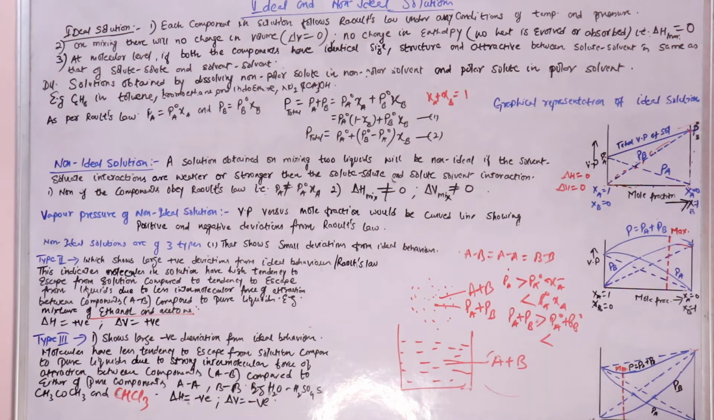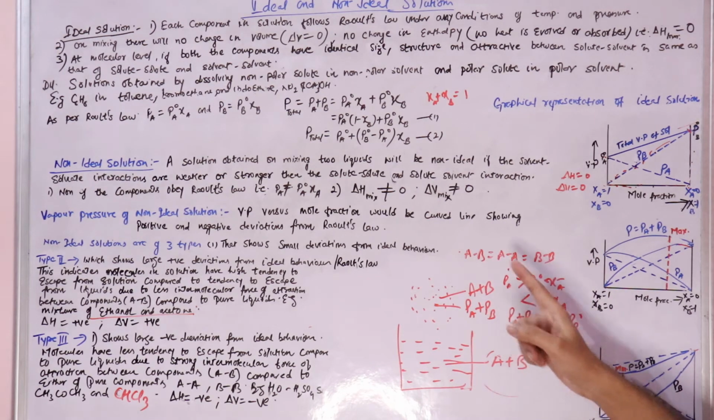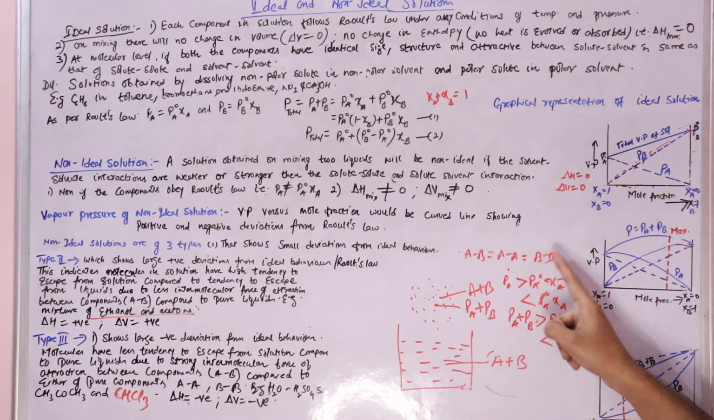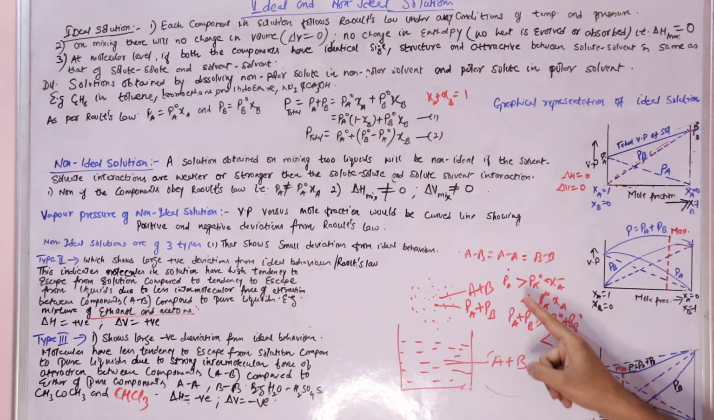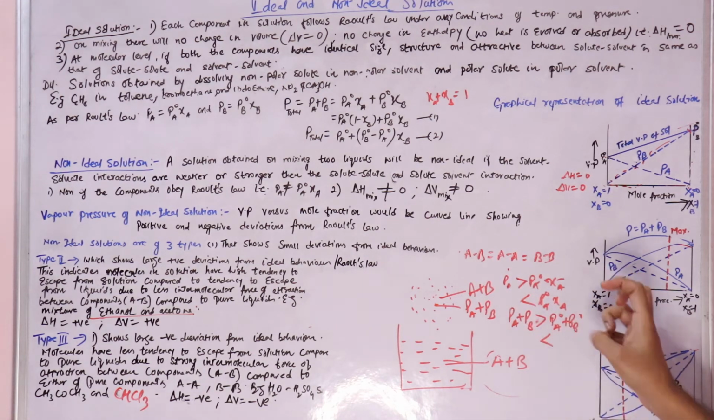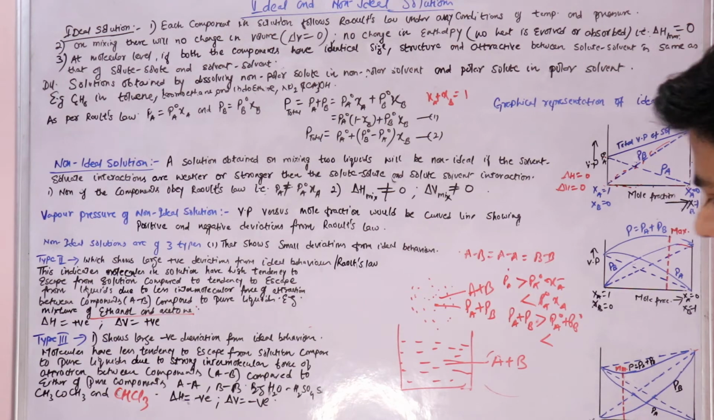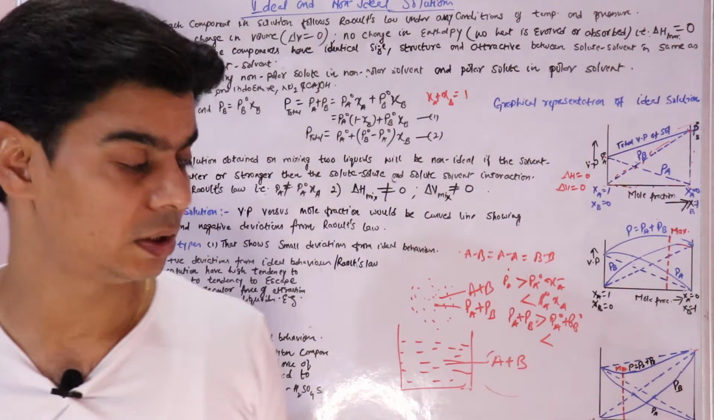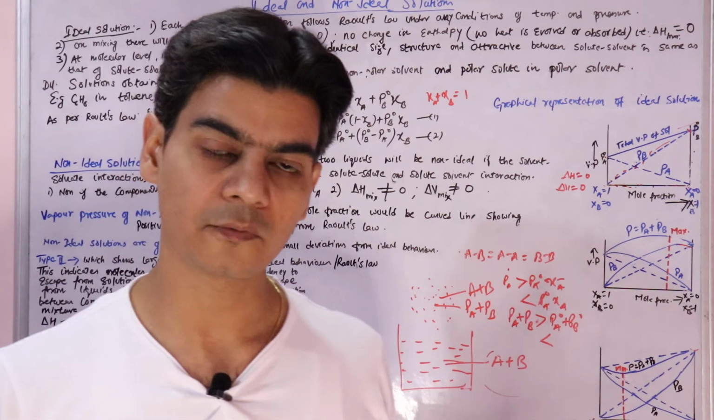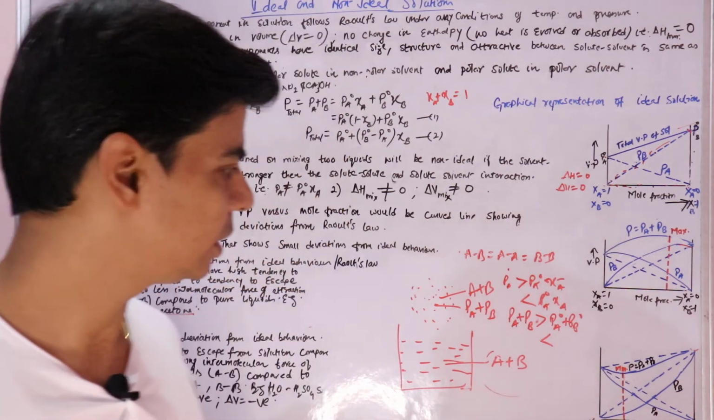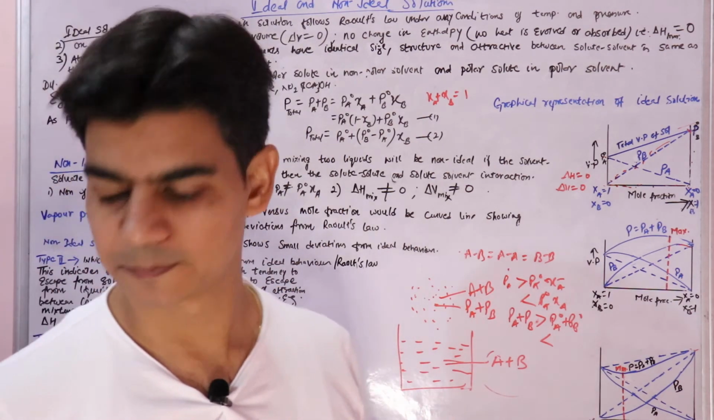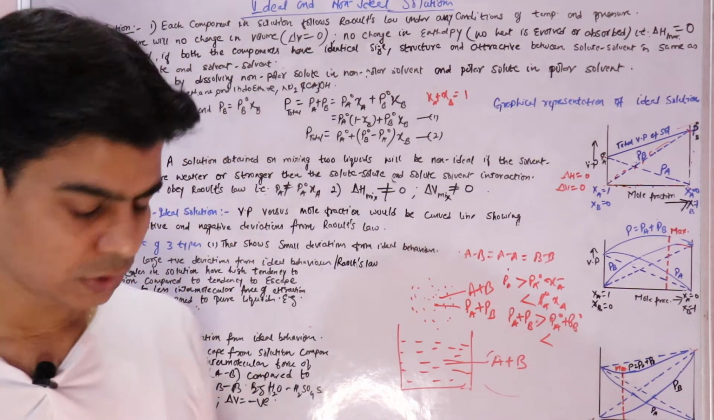In case of positive deviations, vapor pressure would be greater than the ideal case, and in case of negative deviations, the vapor pressure would be less than the ideal case. Now let's see why it's more or less. What kind of interactions are there in non-ideal solutions that make the vapor pressure either more or less? So let's take an example.